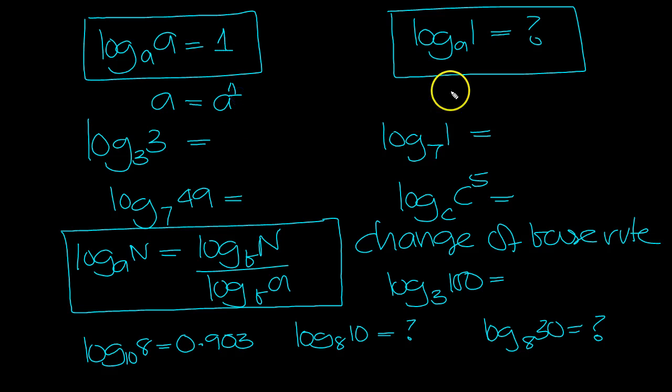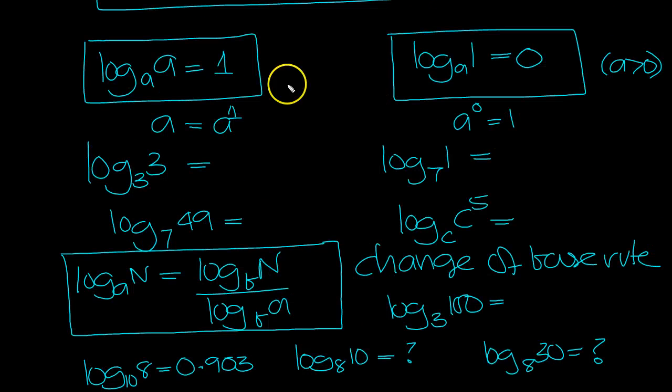Because of this. And also, if you unwrap log a of 1, then what is that? Well, unwrap the log: a to what power equals 1? Clearly it's the power 0. Anything to the power 0 is 1. We're dealing with a greater than 0 in the context of logs. So we know that log a of 1 is 0. Okay, good.